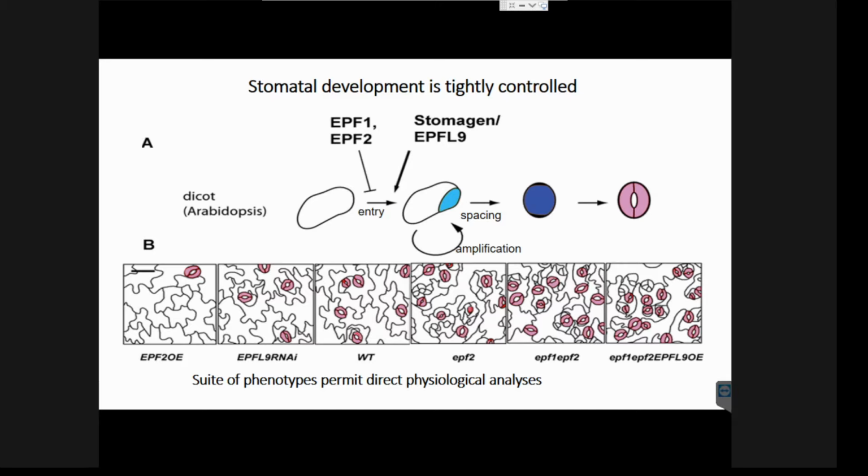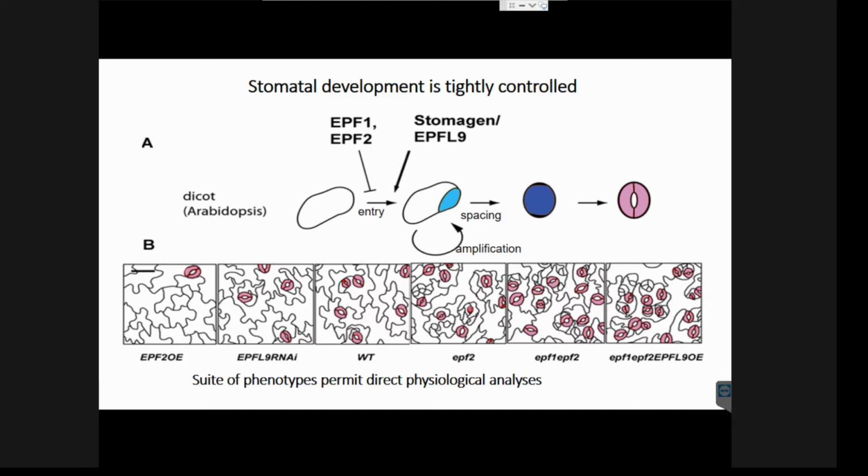As you see here, by manipulating epidermal patterning factors you get a whole range of stomatal phenotypes. This is largely work done by Julie Gray at the University of Sheffield, as well as other labs in the United States and Japan. If you overexpress EPF2, for example, you have very low stomatal densities. Whereas if you knock out EPF1 and EPF2 and overexpress EPFL9, you have very high densities.